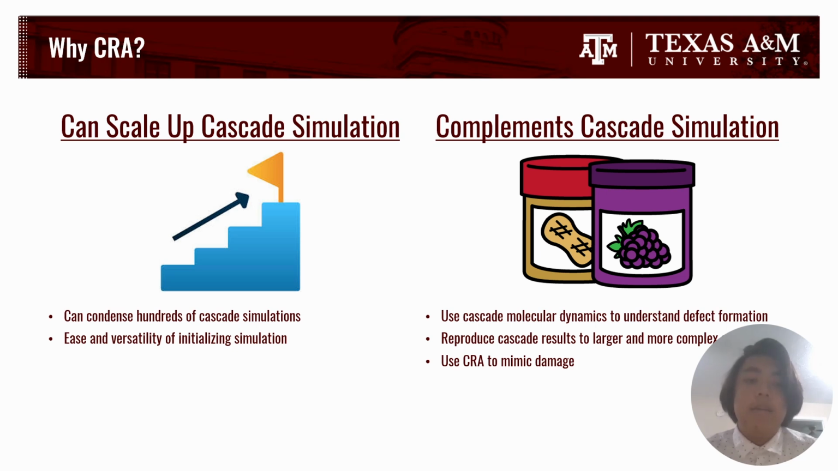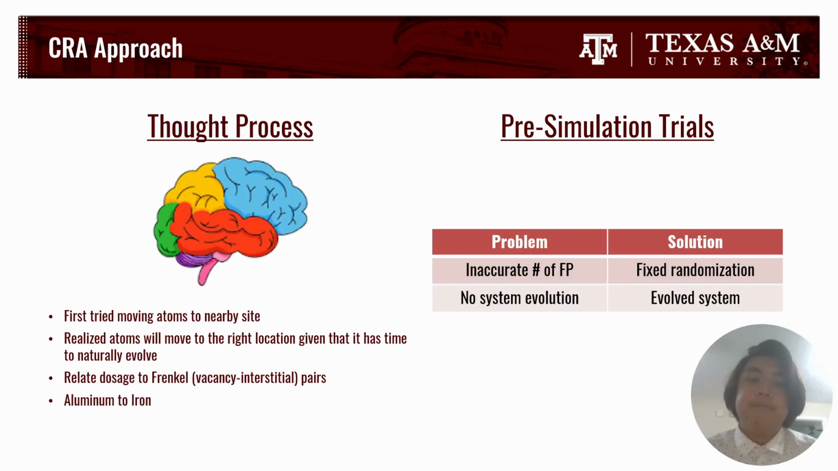Another thing about cascade and CRA is that they can be used together, just like peanut butter and jelly. For example, after running 10 to 15 cascades, you can average the runs to obtain data on defect formation, which then can be scaled to much larger simulation boxes after you use CRA to scale it up. You can also use CRA to create damage on a material and run cascade on the damaged material. So in summary, CRA is good at scaling up cascade molecular dynamics to much larger systems, as well as being used to test cascade on stable configurations of irradiated materials.